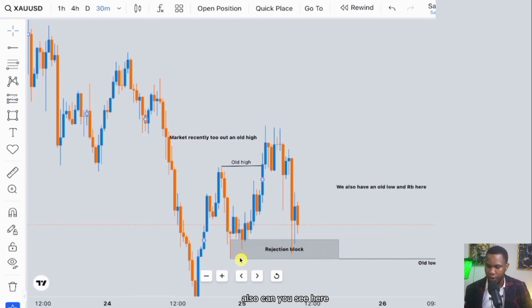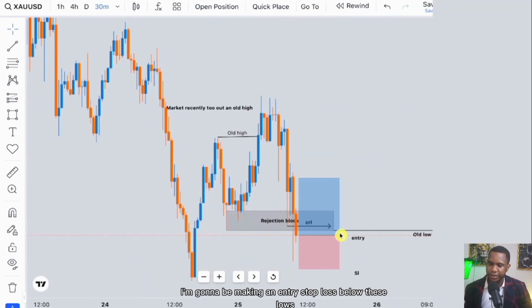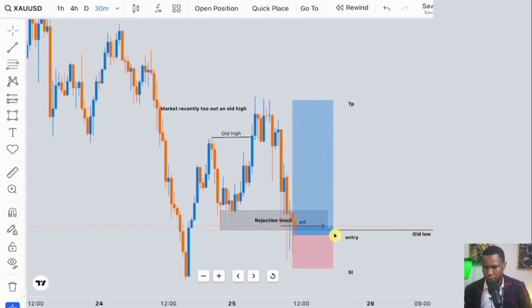Also, can you see here we also have an old low and also a rejection block. This candle that entered here will be our one stupid candle. Here is going to be the candle range low. Anticipate a total sweep. Can you see this candle failed to displace our one stupid candle right here? I'm going to be making an entry, stop loss below these lows, and I'll target these highs as my take profit. 1:4 risk to reward ratio. Let's see.